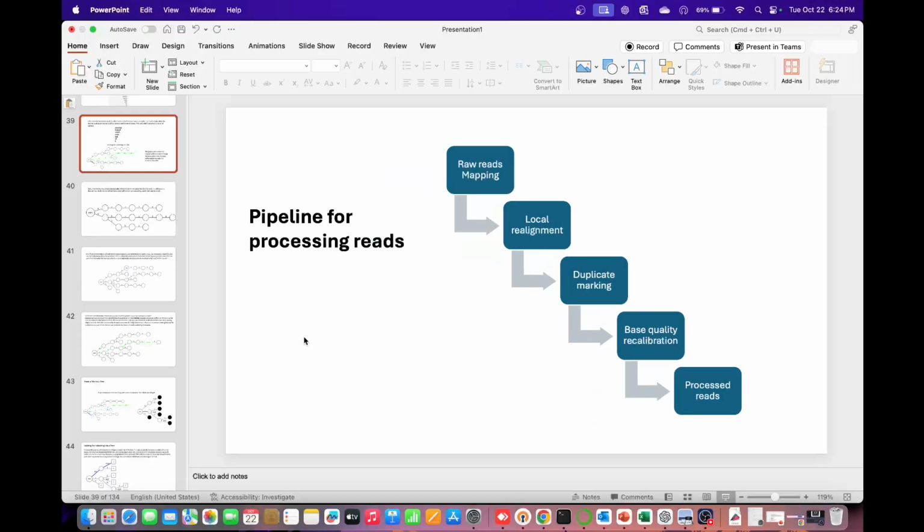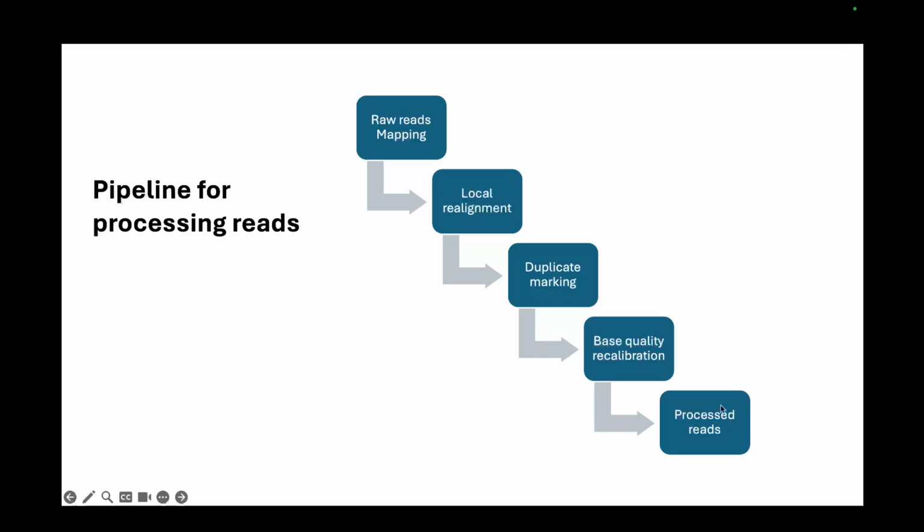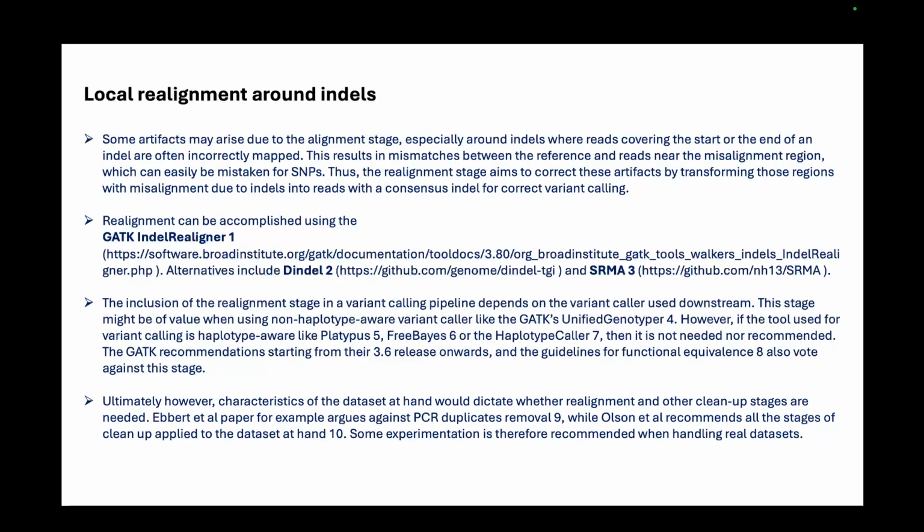This is the most common pipeline that is used for processing reads. You start from raw reads, then you do alignment, then you mark duplicates, you do base quality score recalibration, and then you do processing of the reads around indels. There is something called local realignment that we perform around indels, and it can be done using GATK IndelRealigner.